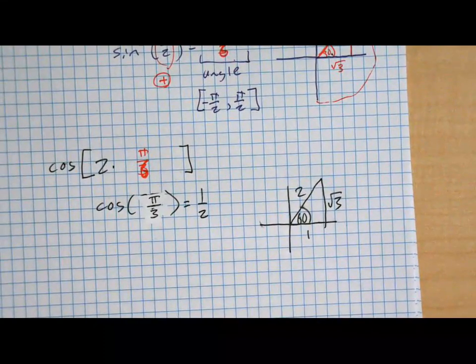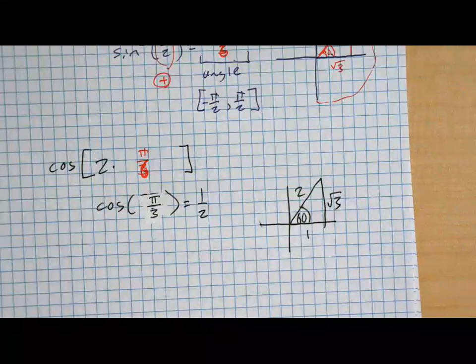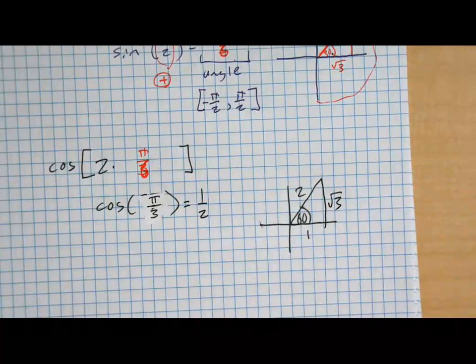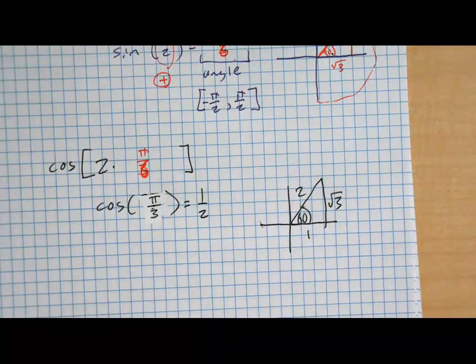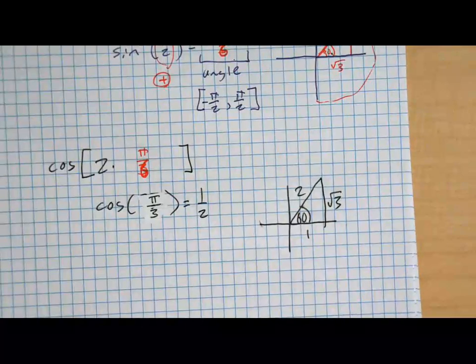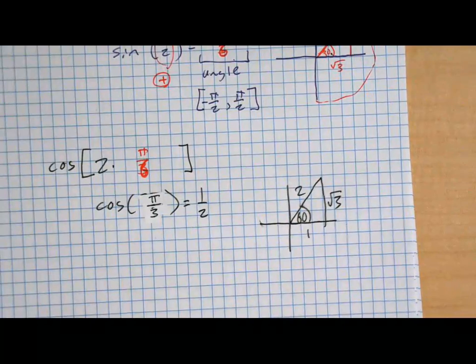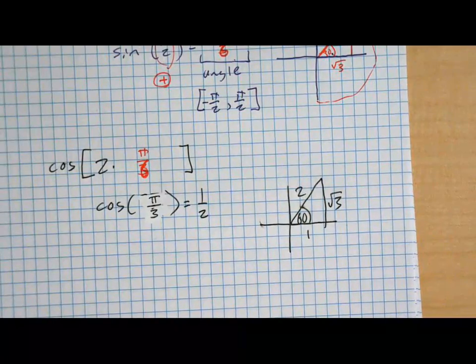Sine of 90. Think about your x and y coordinates at 90. Y coordinate is 1. Cosine 90, 0. Sine of 0, 0. I think that's most of them. How about tangent of 30? This is the one I always have to think through. Tangent 30 is root 3 over 3, and then tangent of 60 is just root 3.